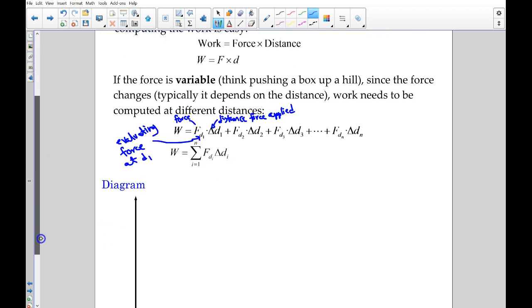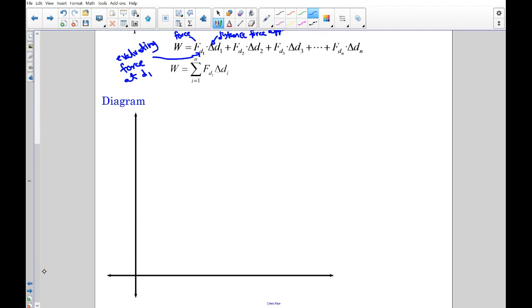Now a diagram of just what we may be experiencing. Let's say here's my function for force, and I'm concerned with starting at 2 and going to 10. And this is my variable force.